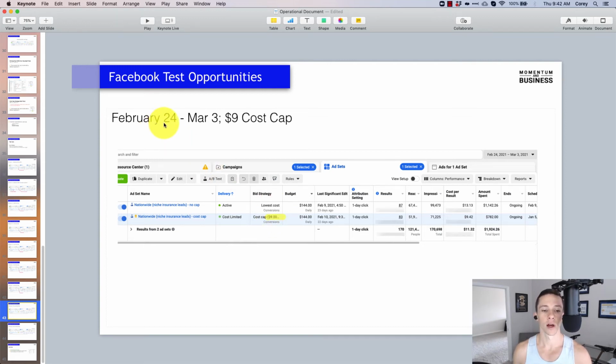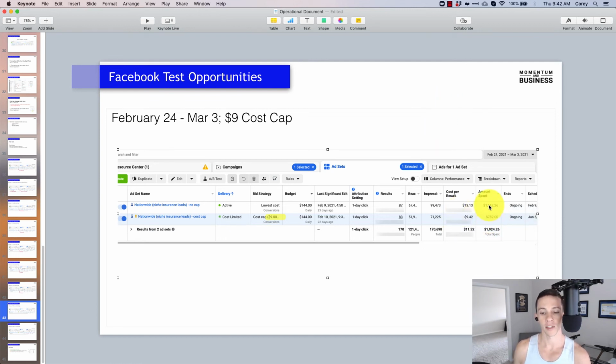And I let this run for a week, the 24th through the 3rd of March, okay? And here are the results. This is really what we want to see, because at this point, we've got a cost cap applied and it's working. How did things turn out? Well, you can see with the cost cap, we had a cost per result of $9.42. Without the cost cap, we had a cost per result of $13.13. So without the cost cap on it, the cost per result was roughly a third higher, 33% higher.